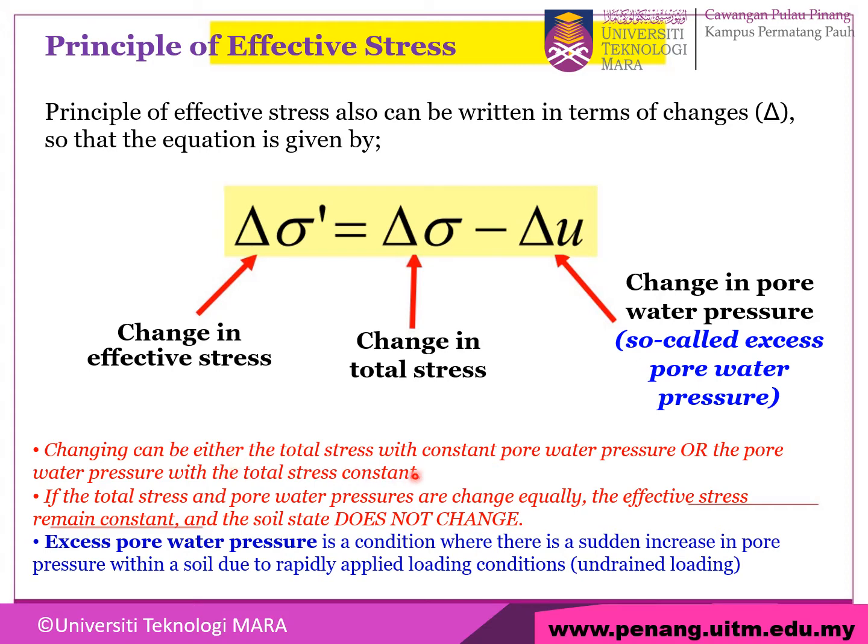Changing can be either the total stress with constant pore water pressure, or the pore water pressure with the total stress constant. If the total stress and pore water pressure are changed equally, the effective stress remains constant and the soil state does not change. Excess pore water pressure is a condition where there is a sudden increase in pore pressure within a soil due to a rapidly applied loading condition, or undrained loading.